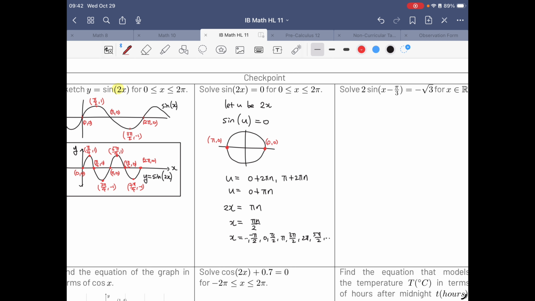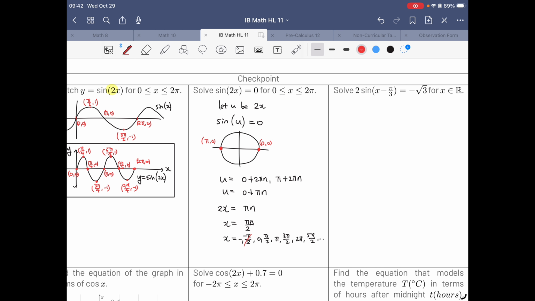So if I only include the ones greater than or equal to 0 and less than or equal to 2 pi, crossing those off. So therefore x is equal to 0, pi over 2, pi, 3 pi over 2, and 2 pi. This answer matches the solution, the x-intercepts of the graph that I just drew on the left-hand side.